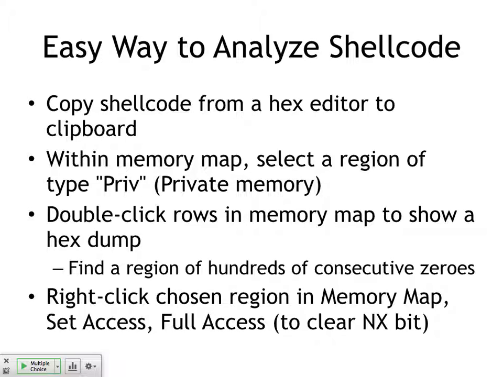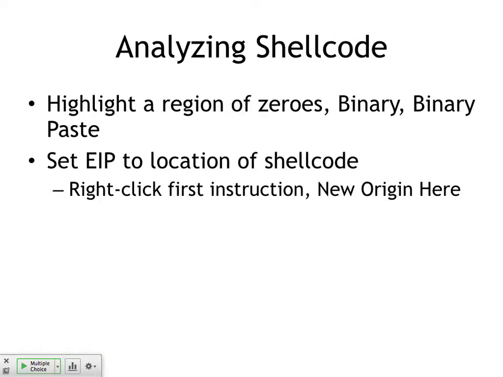Find the memory map and find an area of private memory, do a hex dump, and make sure you've got a region all full of zeros, and then you can change the permissions in Olly. You can give yourself full access to make it executable and writable, and then you can just highlight it and change the EIP to point to that shellcode. So this is one way to do it.